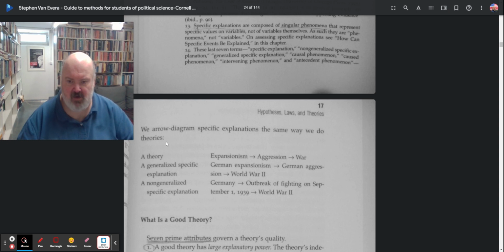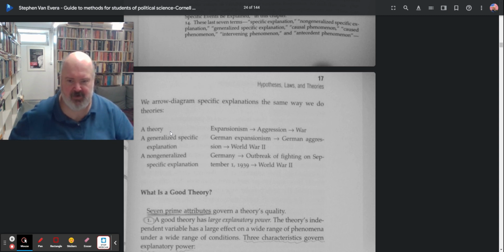Let's go to the arrow diagram of specific explanations. We arrow diagram explanations in the same way we do theories. Okay, right? A theory: expansionism causes aggression, causes war. In this theory, there's an independent variable, a dependent variable, and an intervening variable. A generalized specific explanation: German expansionism causes German aggression, causes World War II. A non-generalized specific explanation: Germany, outbreak of fighting on September 1st, 1939, World War II.